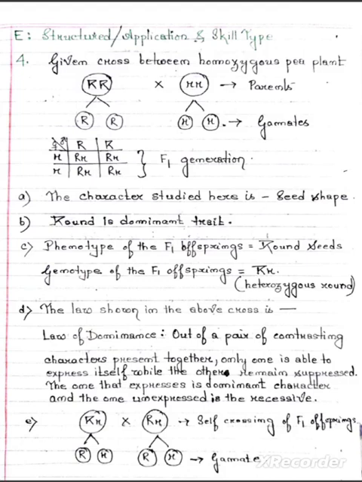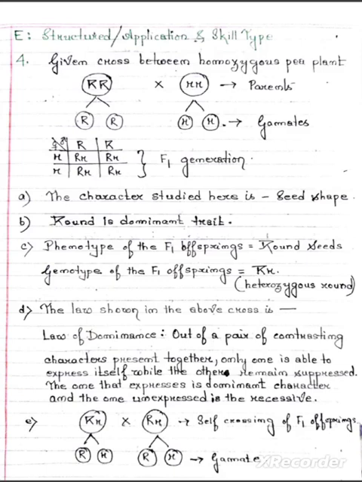Number 3, write the phenotype and genotype of F1 offspring. The phenotype of F1 offspring is round seeds, and the genotype of the F1 offspring is Rr, that is heterozygous round. Next question, number D, mention and state the Mendel's law shown in the above cross. So the law represented by the crossing here is the law of dominance.